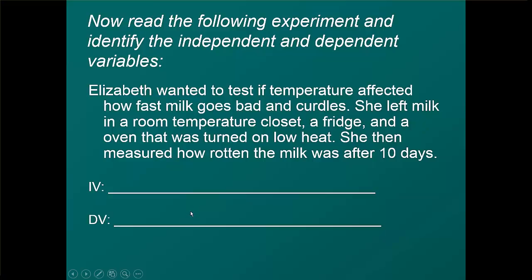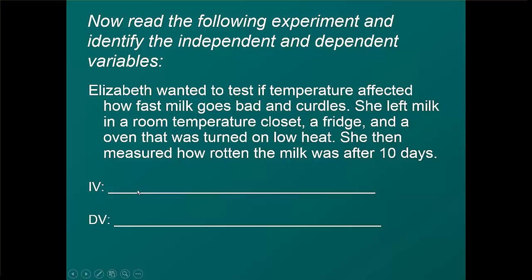All right, here's some tests for you. You ready? Elizabeth wanted to test if temperature affected how fast milk goes bad and curdles. She left milk in a room temperature closet, a fridge, and an oven that was turned on low heat. She then measured how rotten the milk was after 10 days.